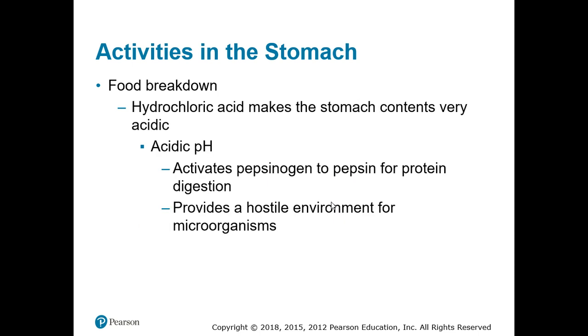Now, we already said hydrochloric acid makes the stomach very acidic. Why does it need to be acidic? Well, your stomach needs to be acidic because, again, it needs to activate pepsinogen into pepsin for protein digestion, and it also provides a hostile environment for microorganisms located on food. So, in other words, it kills bacteria, viruses, and other foreign particles that cannot withstand that environment.